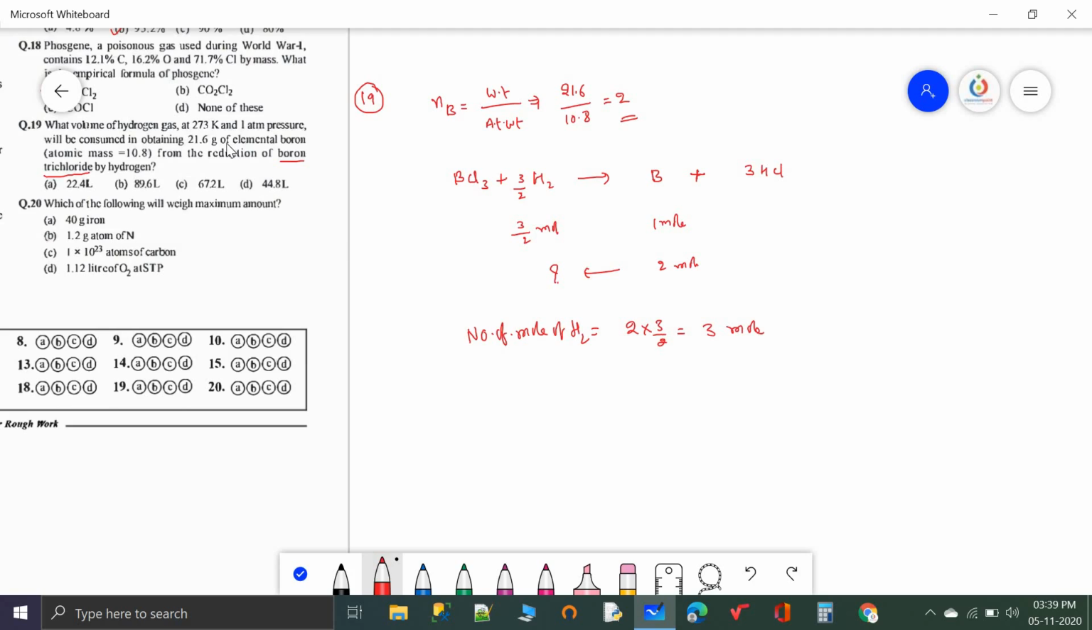And they are asking what volume of hydrogen gas. So the number of moles of hydrogen is 3 moles. Each mole of hydrogen occupies 22.4 liters. So if we solve everything over here, we shall get 67.2 liters of hydrogen. So option C is correct.